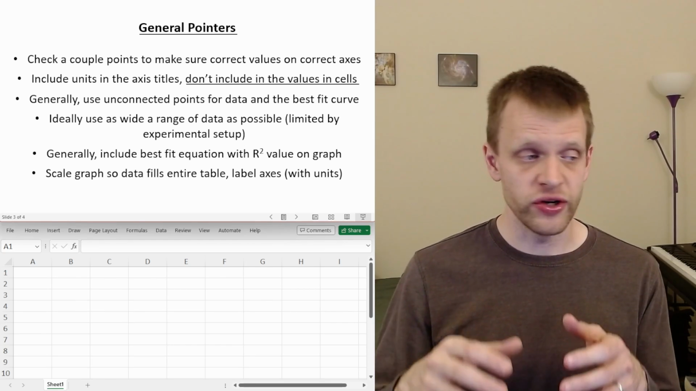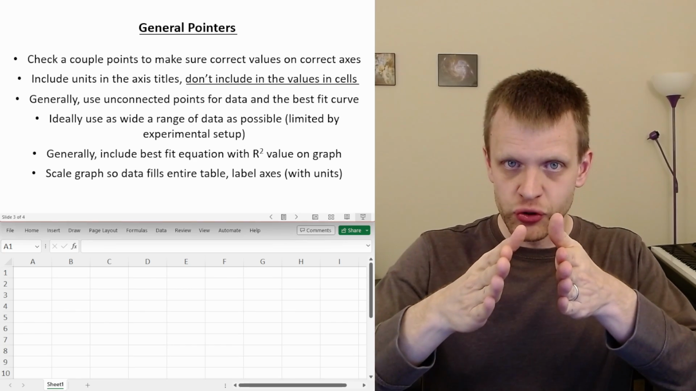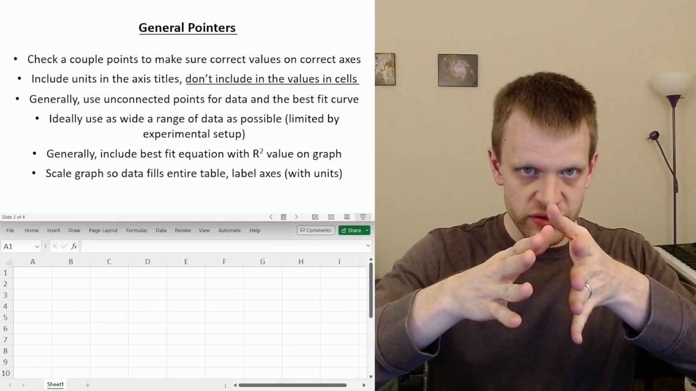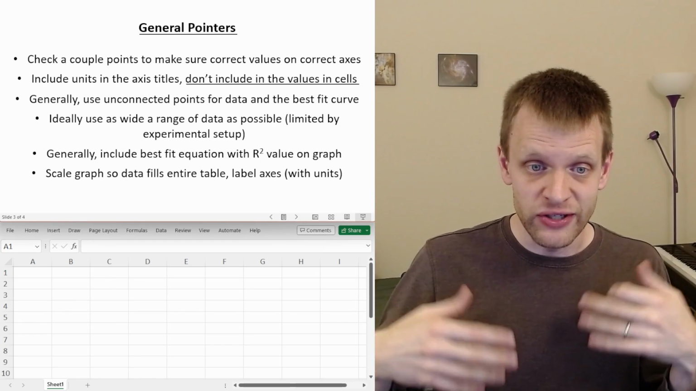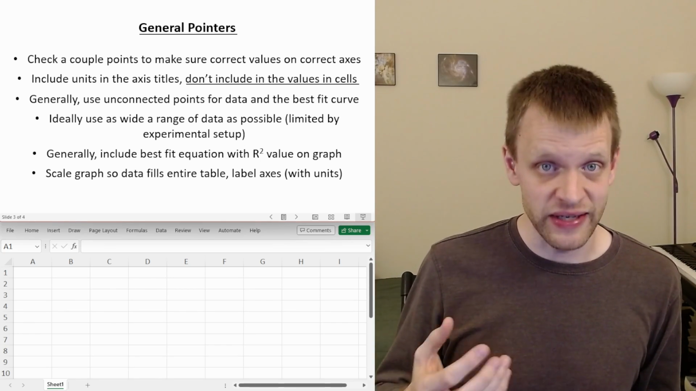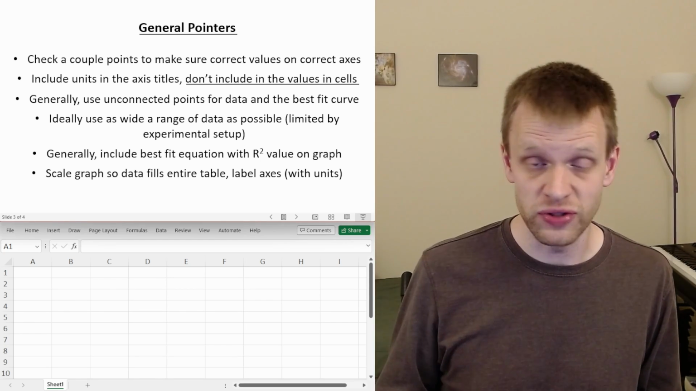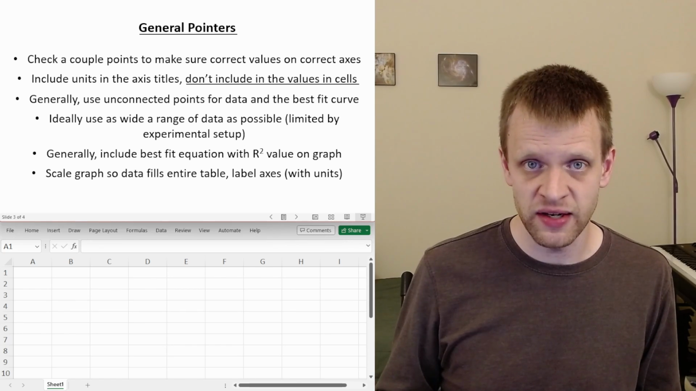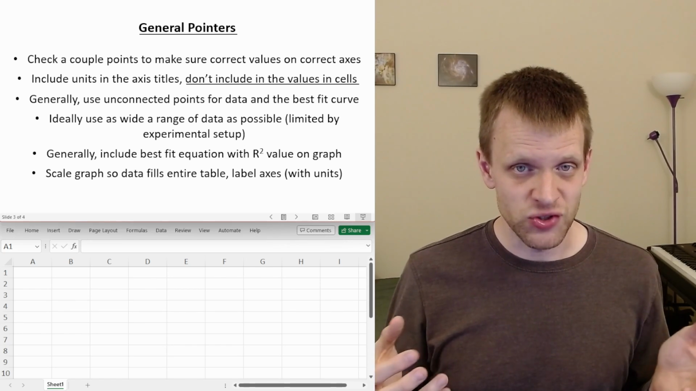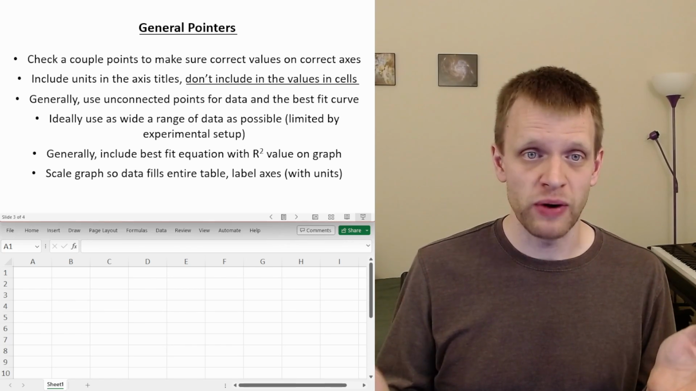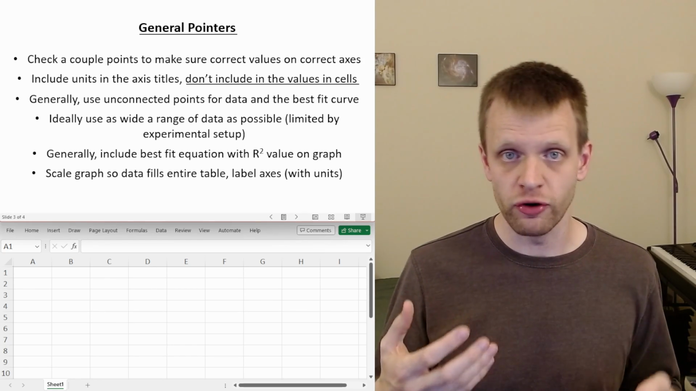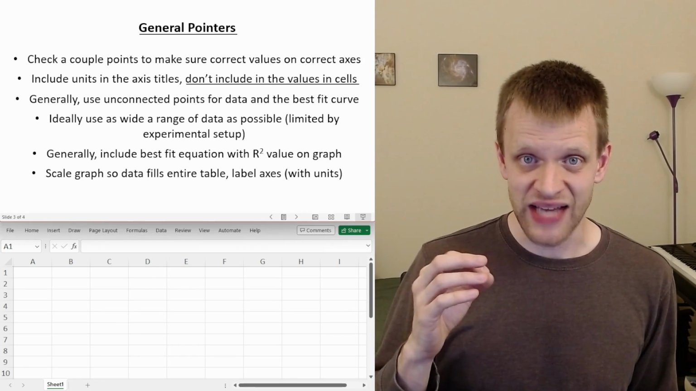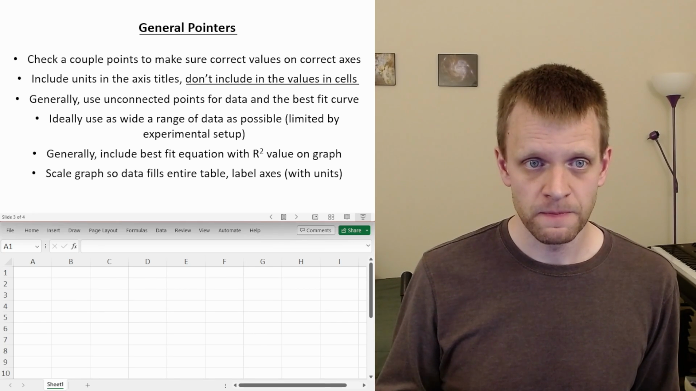And lastly, when you're looking at these graphs, you generally want to scale your data so that your data uses the entire space on the graph. Make sure you also label your axes, again, with units, because those units are going to be important in how we interpret that data. So again, just best practices, so when someone is looking at your graph and trying to interpret what your graph is saying, the data is as clear as possible.